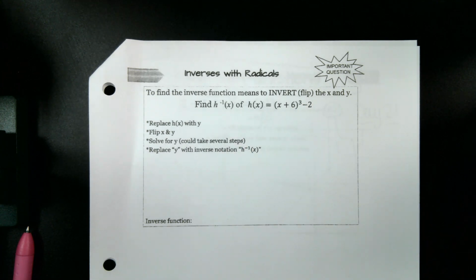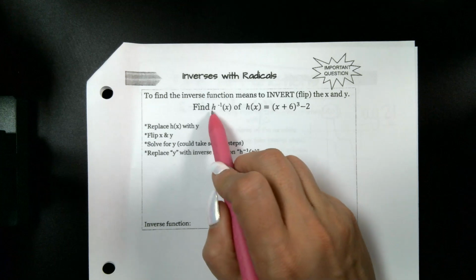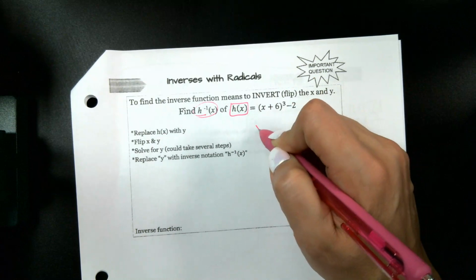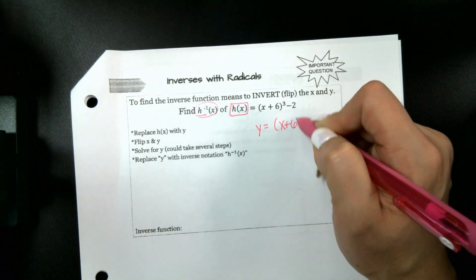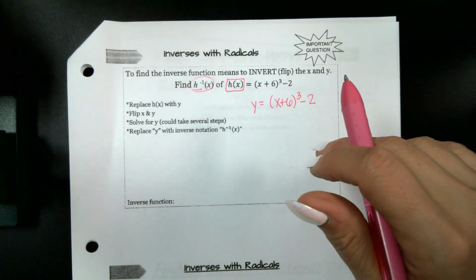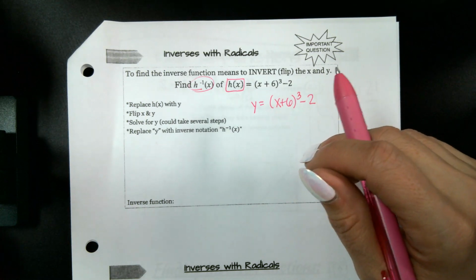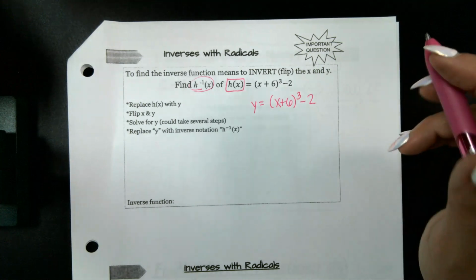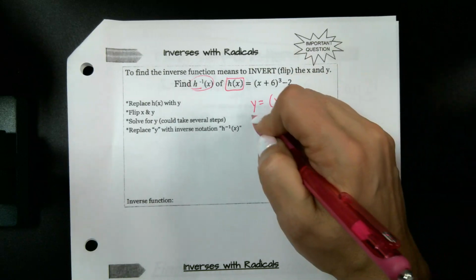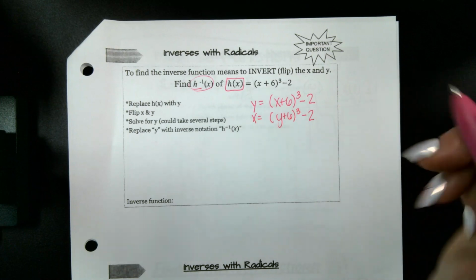All right, so let's go ahead and get this started. We're looking for the inverse of h of x. So again, put the letter y here. Copy everything else down as is. Then go ahead and trade the two letters. So it'd be x equals y plus 6 to the third minus 2.